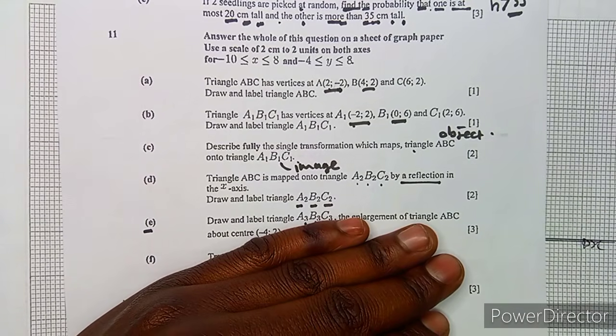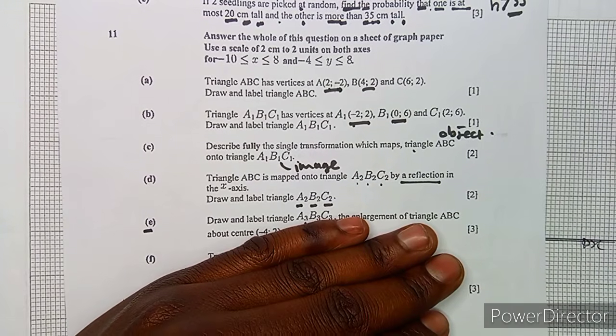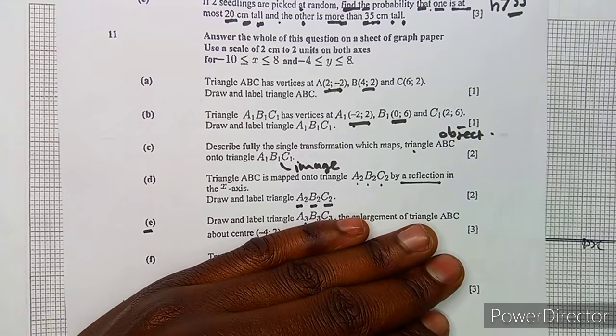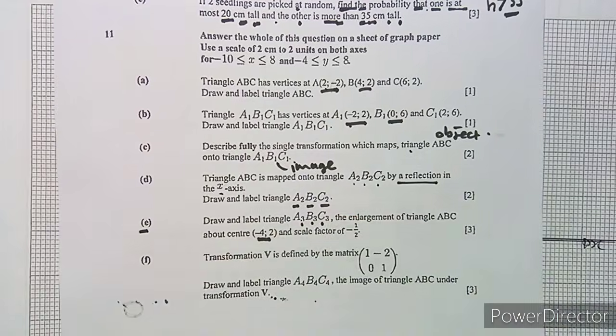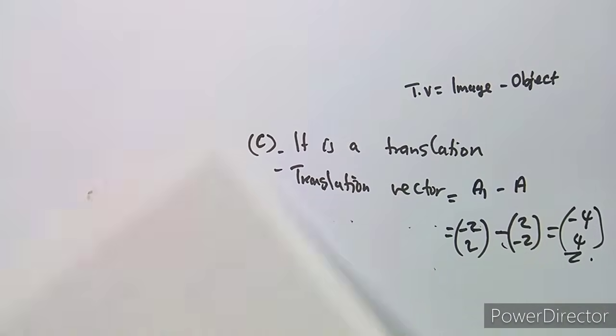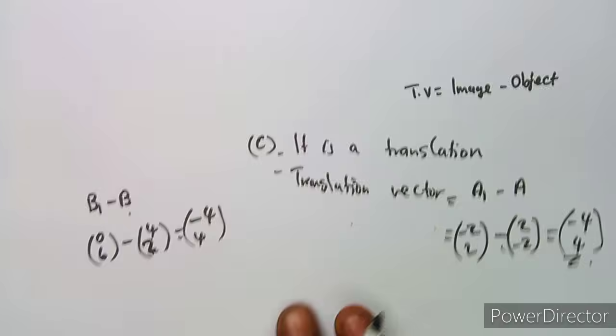Remember, for reflection we've got a matrix. In fact, matrices for reflection in the x-axis, in the y-axis, in the line y equals x, in the line y equals minus x, which you need to know, and I explained them. So we said the matrix for reflection in the x-axis is given like this. Let me write it this way.